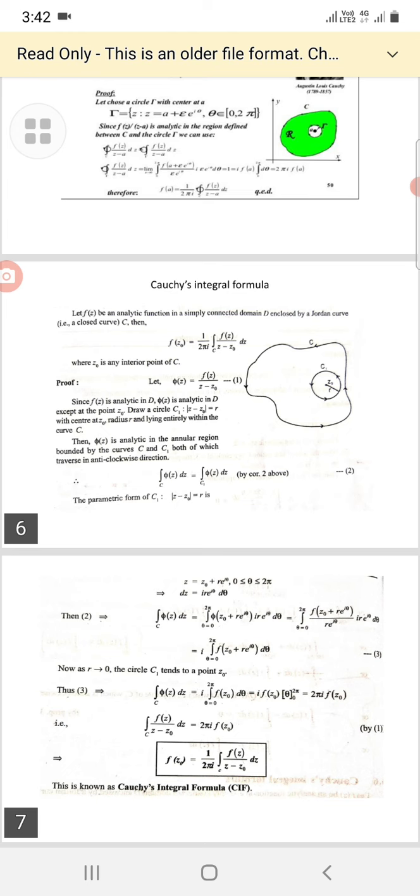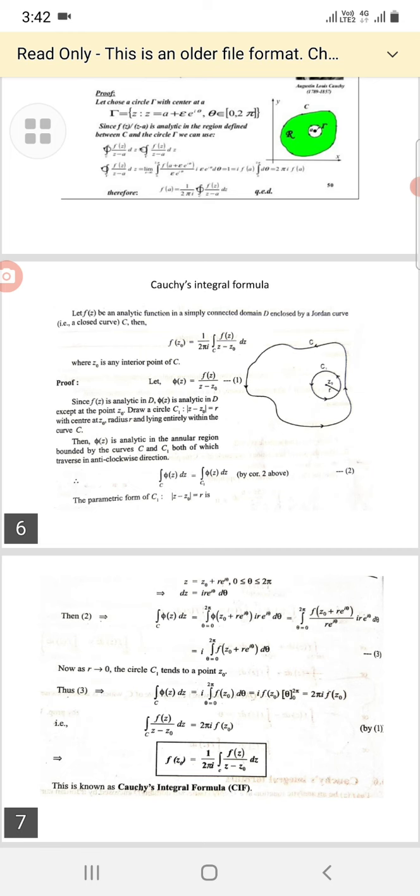Then phi of z is analytic in the annular region bounded by the curves C and C1, both of which are traversed in the anti-clockwise direction. Anti-clockwise means moving in the direction opposite to the clock. Therefore, the integral over C of phi of z dz is equal to the integral over C1 of phi of z dz.